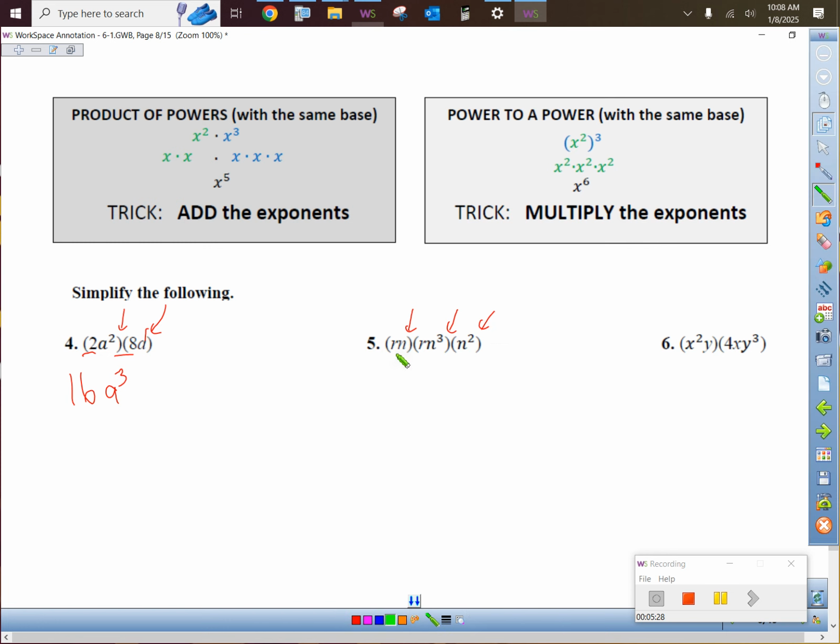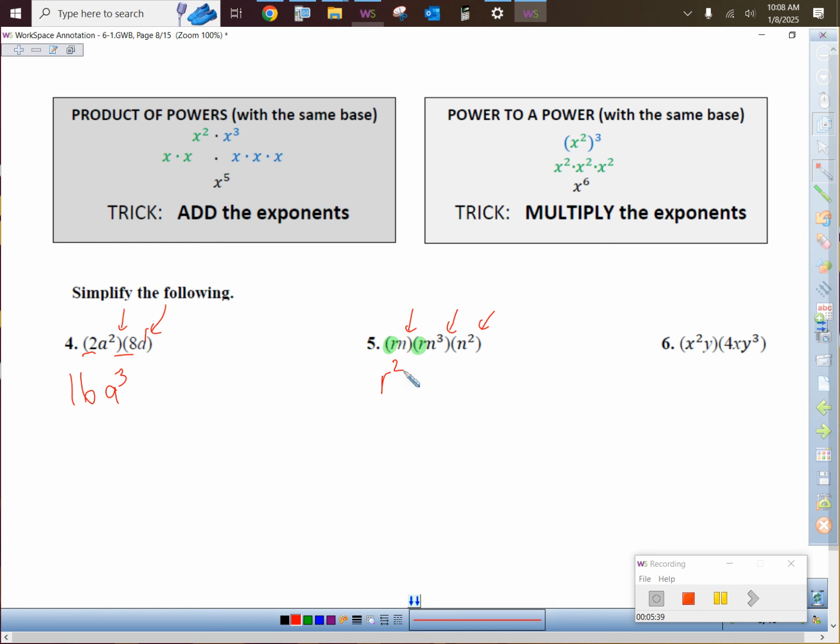So I'm going to start with the r's. There's an r, there's an r. The other one does not have an r, right? What's r to the first times r to the first? R to the second. Cool. And you kind of have to learn how to say it. I know it's still new, and we just came back from break, right?